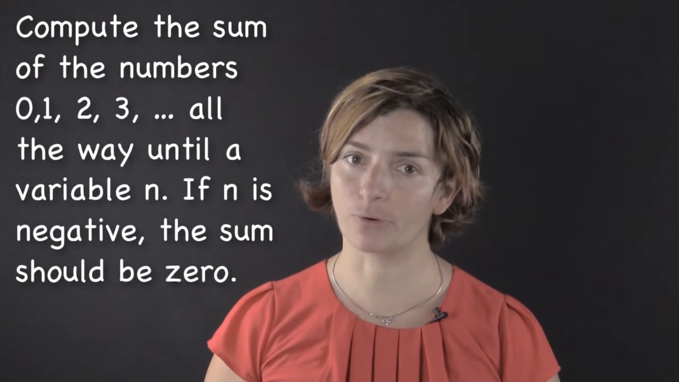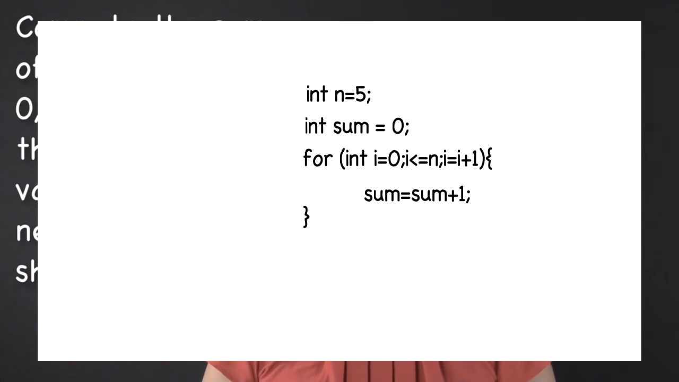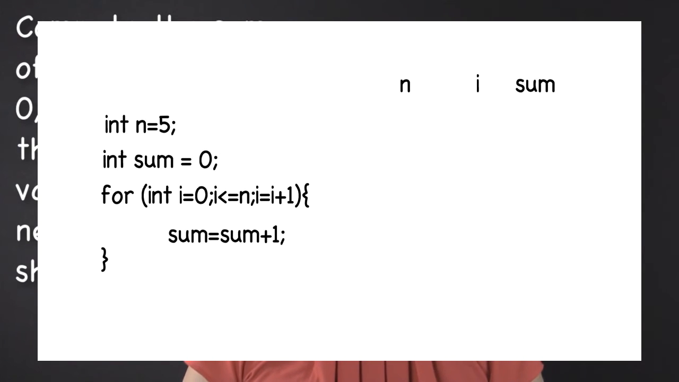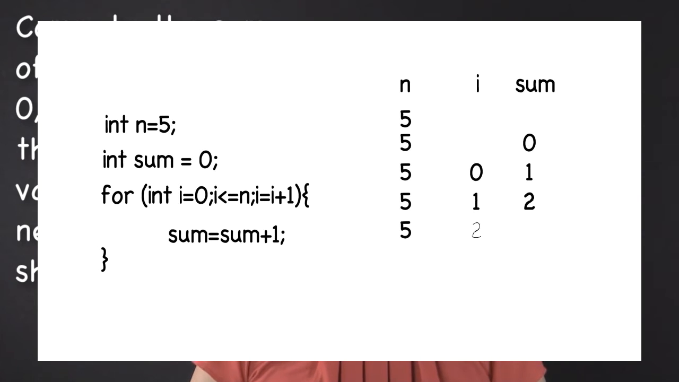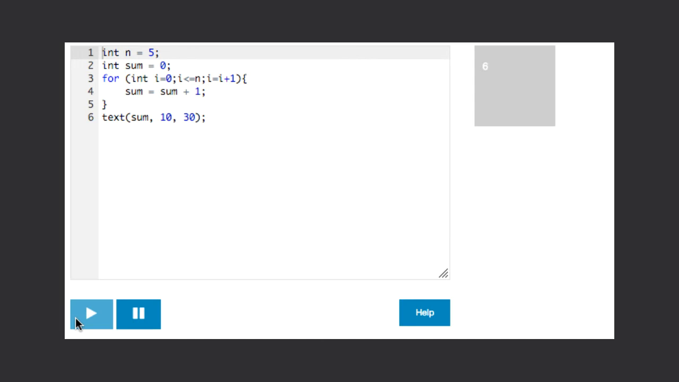Coming back to our sum problem, suppose we want to compute the sum of the numbers 0, 1, 2, 3, and so on, all the way until a variable n, inclusive of n. If n is negative, the sum should be 0. Let's say the first value of n is 5, and our code is as follows. The code does not pass our test case. If n is equal to 5, the sum should be 15, and yet it is 6.